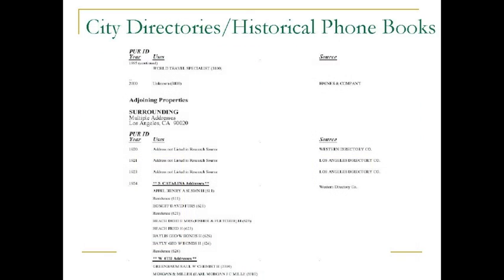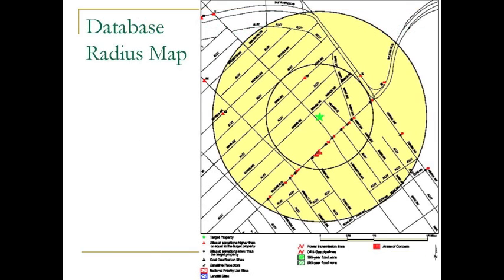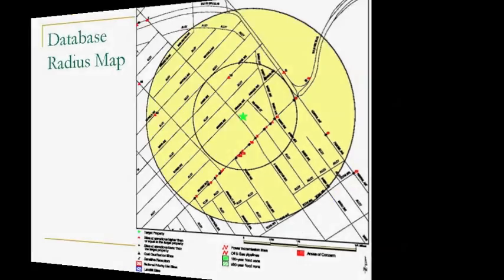City directories gather information from historical phone books to tell us what businesses were registered at the subject and surrounding properties during previous years. Database radius maps help us to see the subject property, which is indicated by a green star, and surrounding properties with potential issues, indicated by red dots. This helps us understand if nearby properties can affect the subject property.